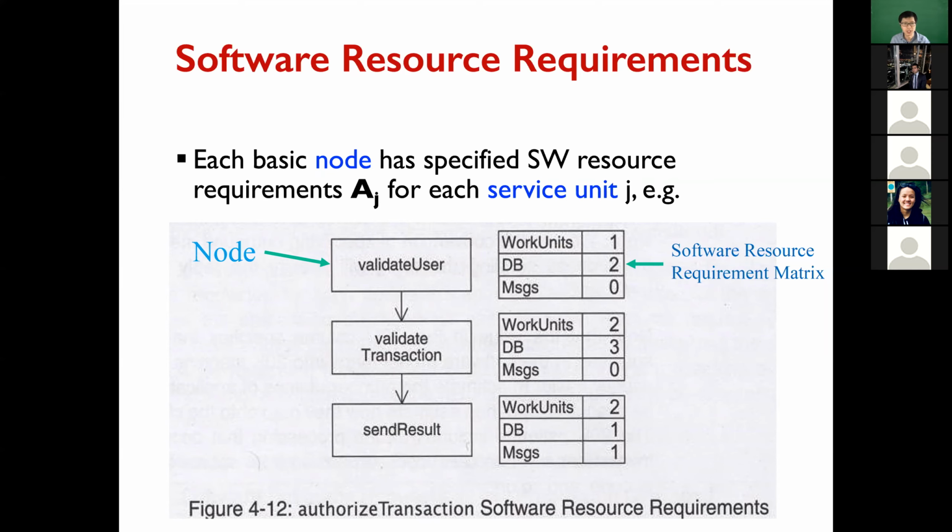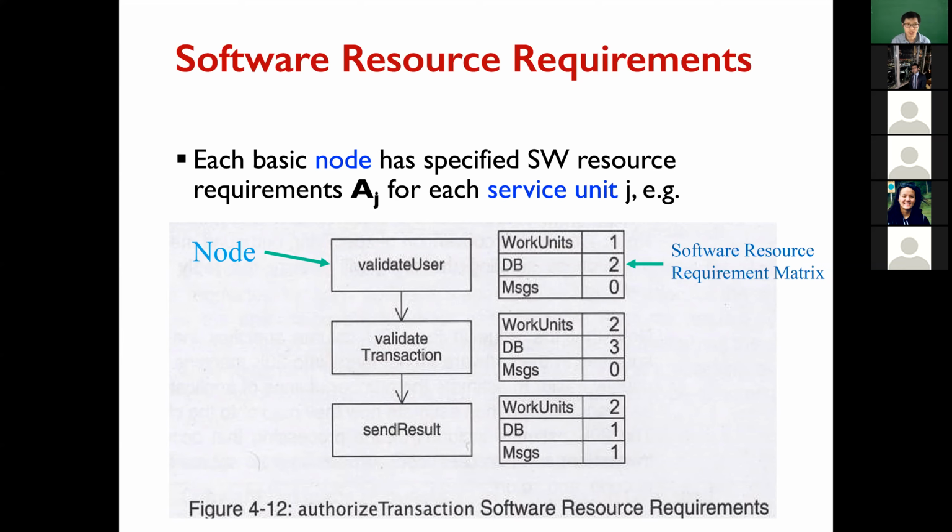For the authorized transaction subgraph, or sub scenario, we have three basic nodes. The first one, validate user. Second, validate transaction. Then there's a send result node. So the first step, we need to identify the software resource requirements. In order to get the time of these parts, we need to identify the basic software resources that are used in each of these steps.